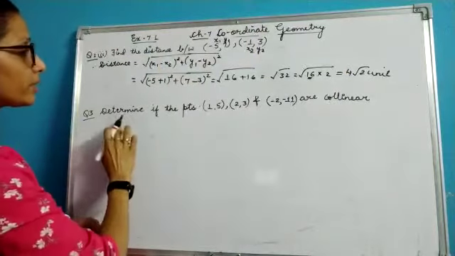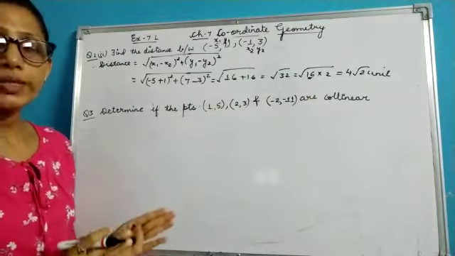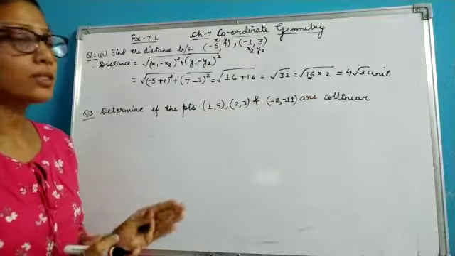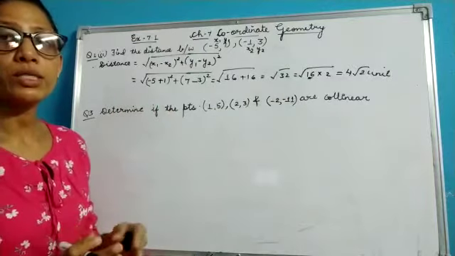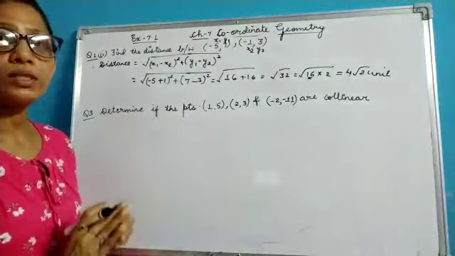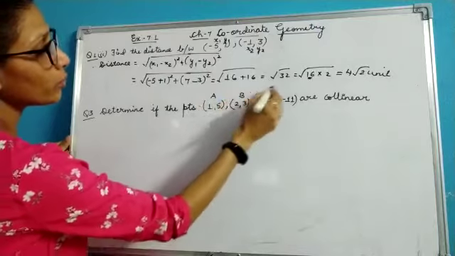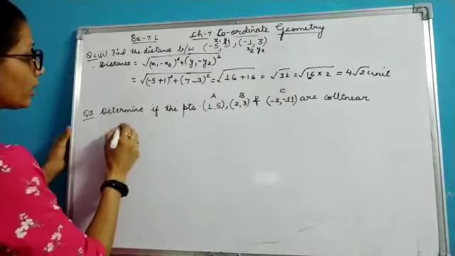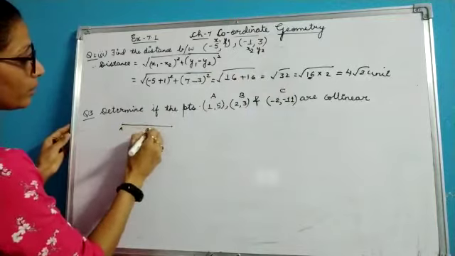Here it is given, determine if the points this, this and this are collinear. Children, this question can be done by two methods. This can be done either by the distance formula or by the area of triangle formula. Let's see it first with the distance formula. So this is, suppose, your point A, this is your point B and this is your point C. Now, let's suppose these points A, B, C are collinear.